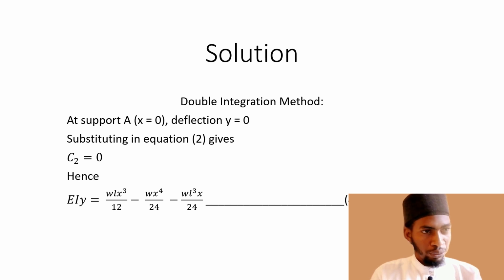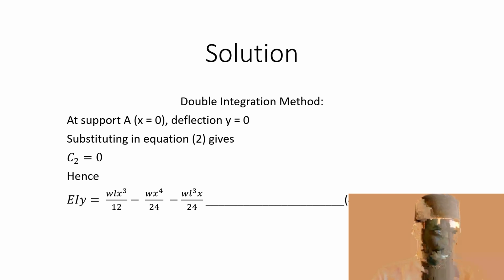Okay, everything will be 0 because we have x attached to all the parameters. So definitely we are going to have everything return to 0. And if everything is 0, then definitely C2 will be 0. Okay, so we have C2 is 0. So we are going to substitute the value of C2, which is 0, here. We have substituted it in equation 2.